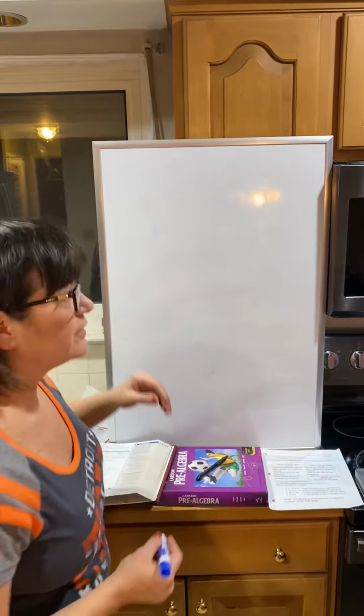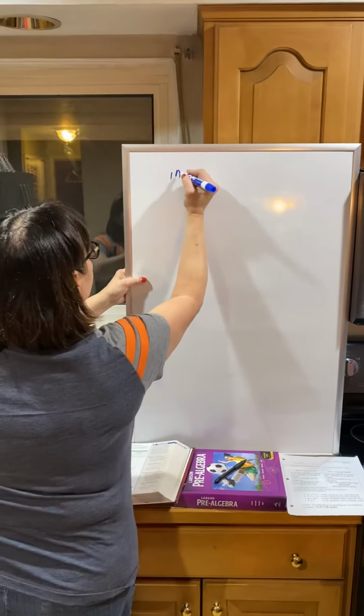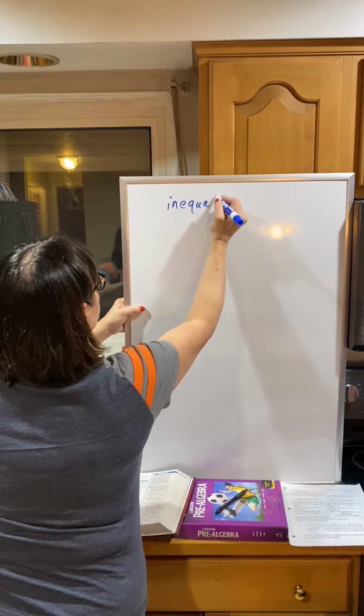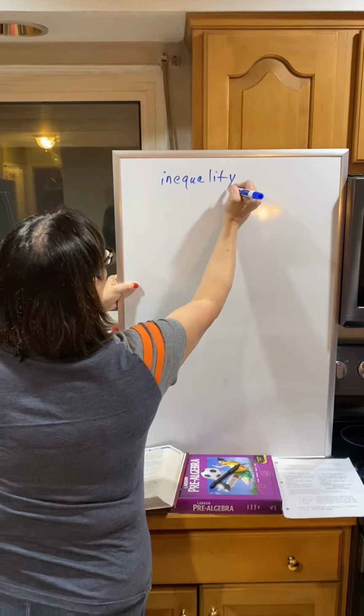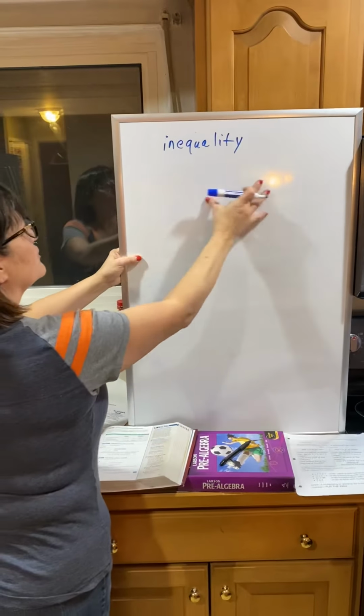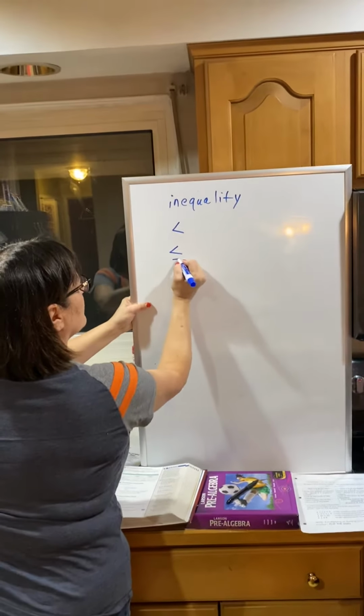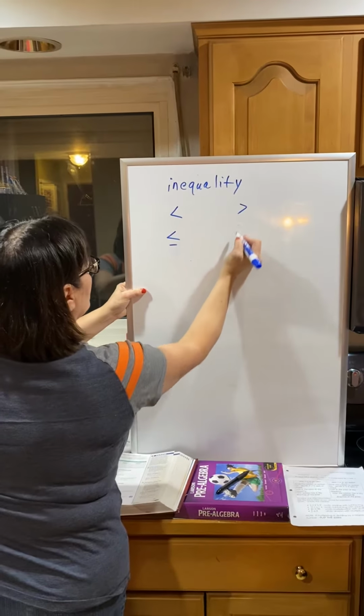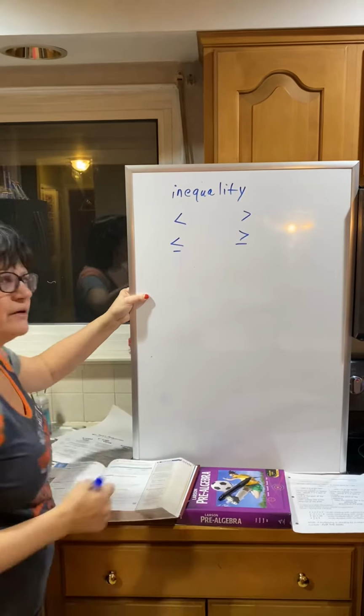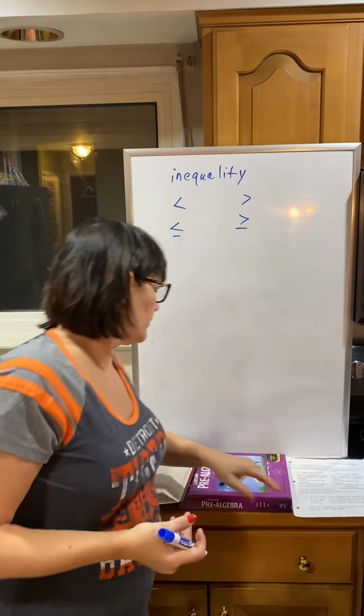Hi, 8th grade. We're going to start Unit 6 today, and Unit 6 is all about inequalities. So, let's review. In inequality, we have four symbols that we can use: less than, less than or equal to, greater than, greater than or equal to.